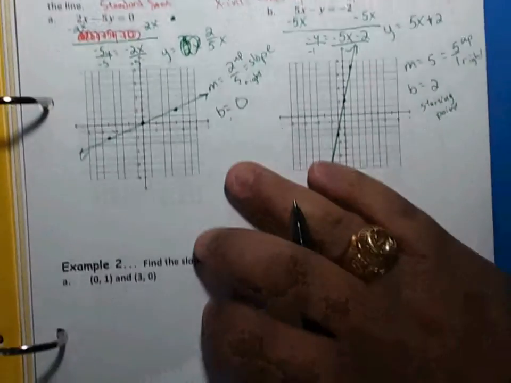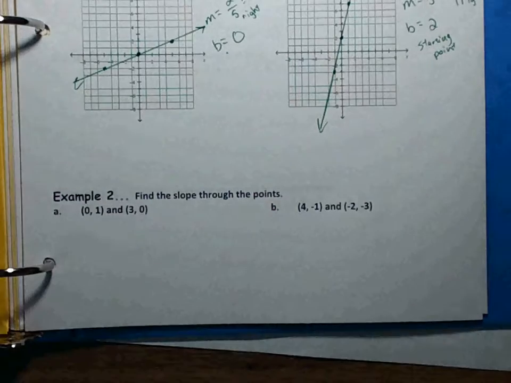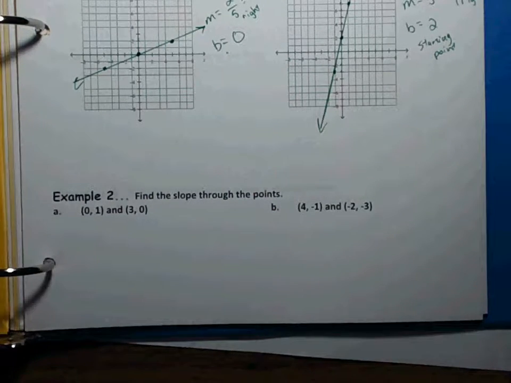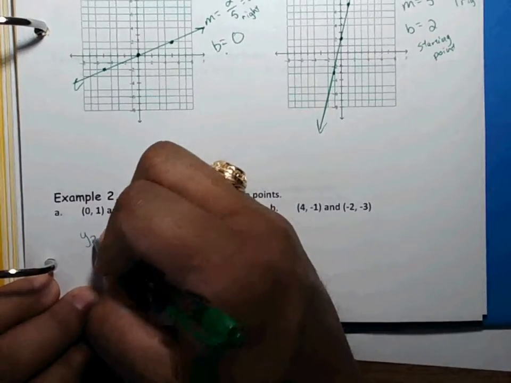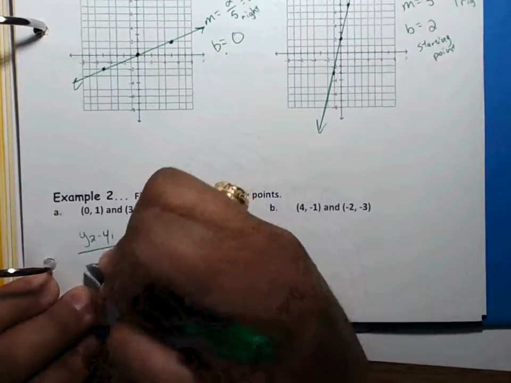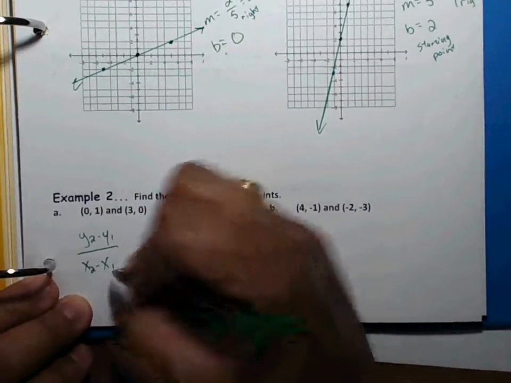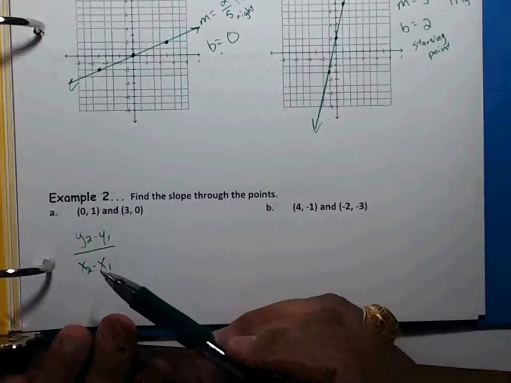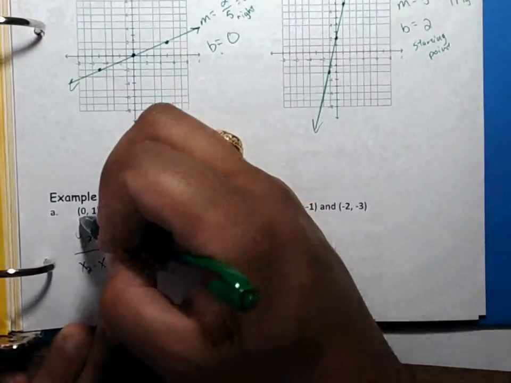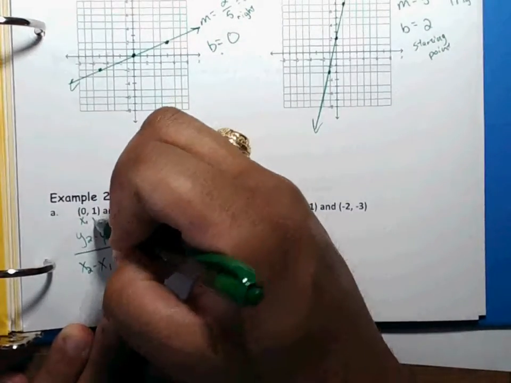Let's look down to example 2, where it says find the slope through the points. When you're finding a slope and they give you 2 points, we're going to use a slope formula, which is y2 minus y1 over x2 minus x1. Again, it doesn't matter which point you label as x1, y1, and x2, y2, as long as you plug them into the right place.